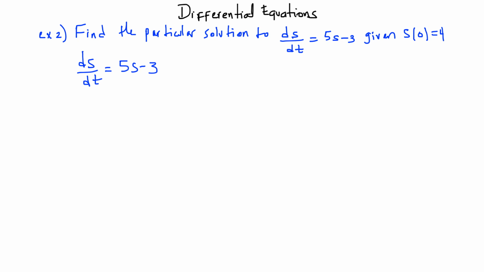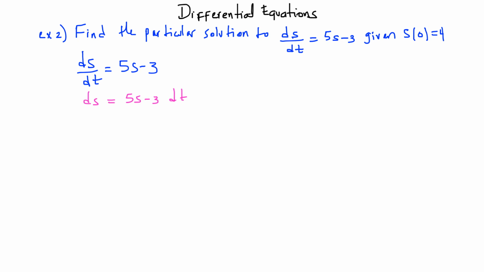Here's a second example. Find the particular solution to ds dt equals 5s minus 3, given that s of 0 is equal to 4. The question doesn't always have x and y. This one has s and t. S depends on t, so think of s as your y and t as your x values. Same steps as before. We have to separate the variables. Before we separate the variables, we want to separate dt from ds, so we'll multiply both sides by dt. And we get ds equals 5s minus 3 times dt.